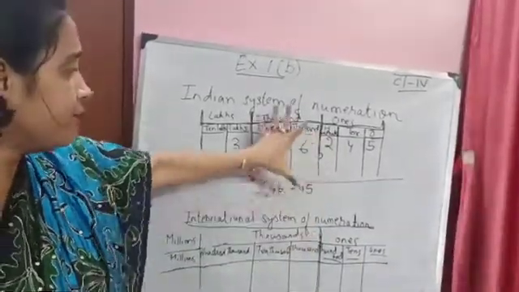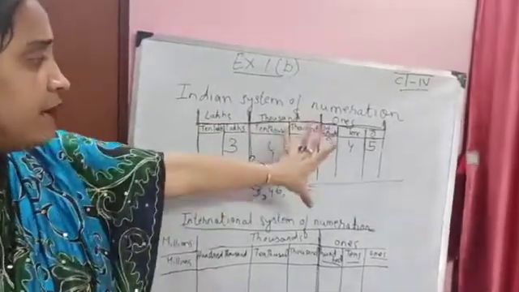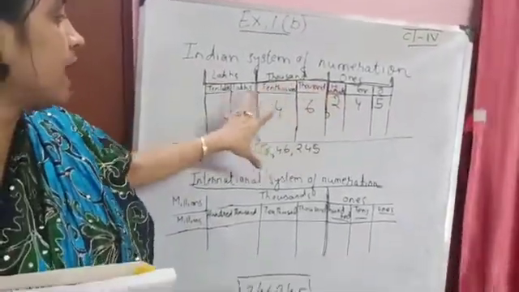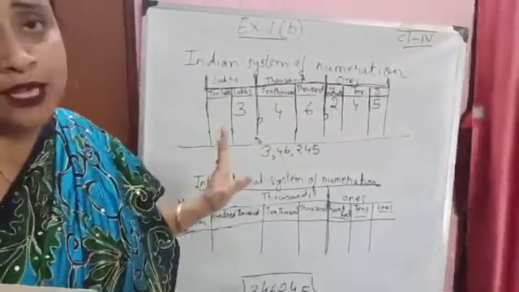Okay, follow the columns very nicely. The ones bar is having 3 columns. Okay, 3 columns for the ones, 2 columns for thousands, and 2 columns for lakhs. Is it clear to you? And after each column you have to put a comma.